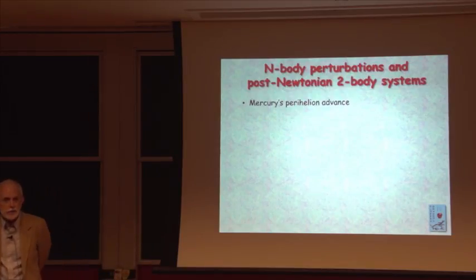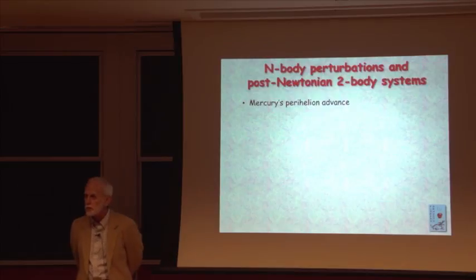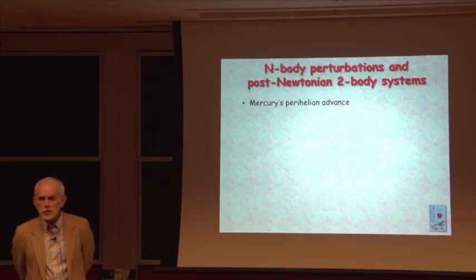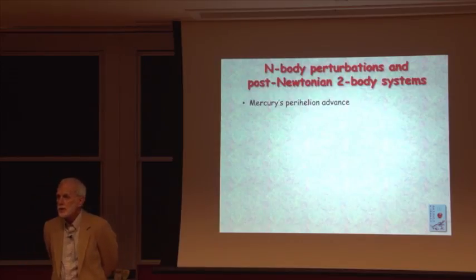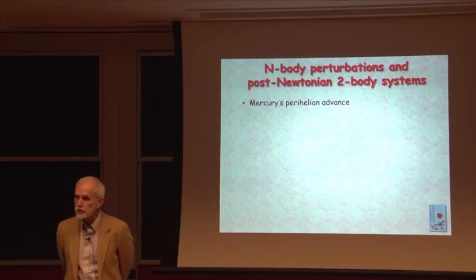In 1859, Jean-Joseph Urbain Le Verrier pointed out that there was a problem with the orbit of Mercury. Le Verrier had, of course, known about this problem for almost 15 years. But in the early part of that period, he was just a young guy with no status and was afraid to publish it because it was so controversial.